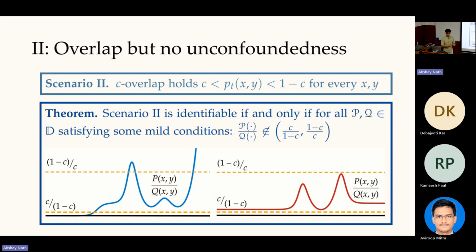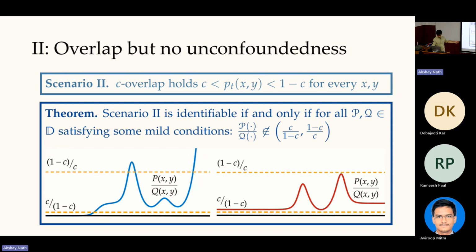So the density ratios of distributions become unbounded at some point. For instance, if P by Q looks like a function like this, it exits my interval at two places. So this pair of functions is good for me. The pair of functions which are not good for me are like this ratio in red, because it always remains between these two intervals. Okay, and the proof of this is not too hard.